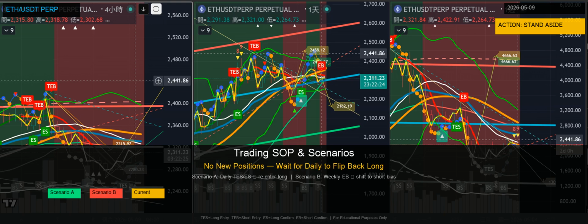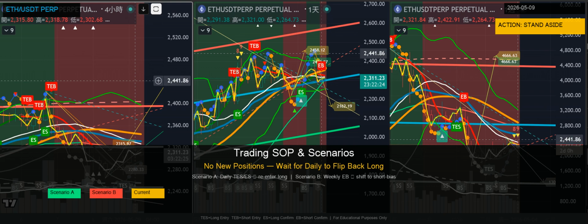With a split three timeframe structure, let's define your exact trading playbook. The three timeframe consensus: weekly long via TES, daily bearish via EB, 4-hour short-term long via TES. The system rule is: use the weekly and daily to determine trend direction, and use the 4-hour for entry timing. When the weekly and daily disagree, the system requires you to stand aside and wait for alignment.